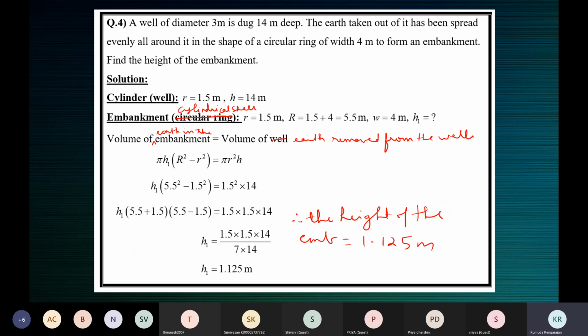The embankment will be built closely around the mouth of the well. So the inner radius of the embankment will be equal to the radius of the well. The outer radius of the embankment will be equal to the inner radius plus the thickness of the wall, which is given to us in the question. Height of the embankment is what we have to find. All the values are given directly. So you should just write the equation in words, what you understand after reading the question, and then use the formula, substitute the values and work.